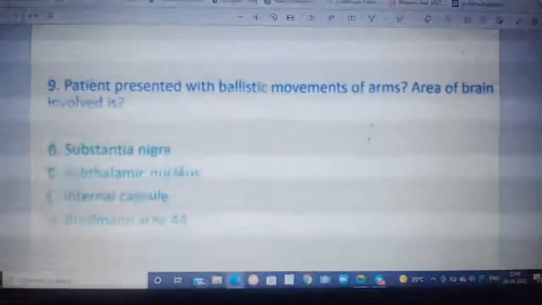And the patient presented with ballistic movements of the arms. Area of the brain involved?